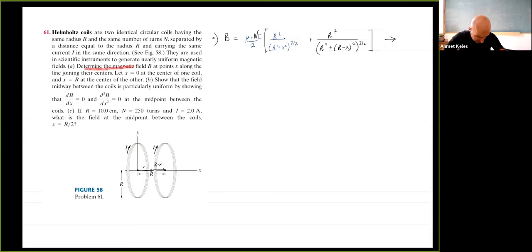So this is A, determine the magnetic field at points along the axis. We show that the field midway between the coils is particularly uniform by showing that dB/dx is 0 and d²B/dx² is 0 at the midpoint between the coils. So we need to take some derivatives. Let's do this. Maybe I can simplify a little bit. Take this guy down a little bit.